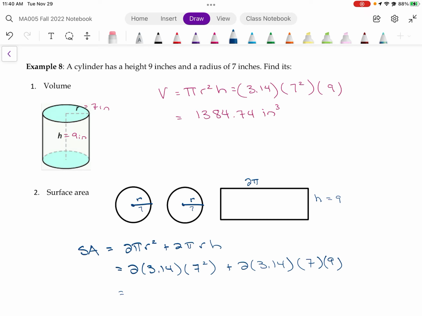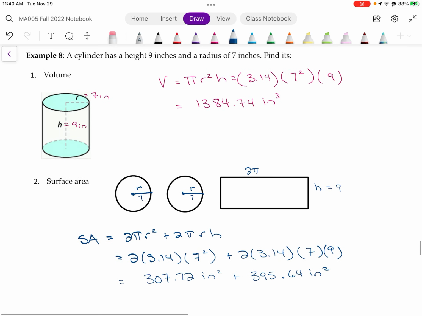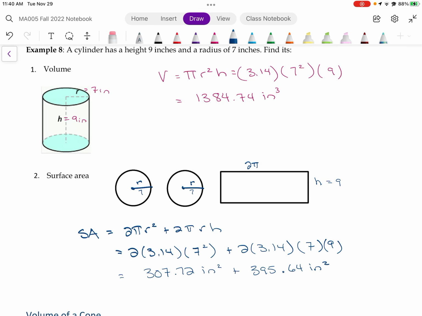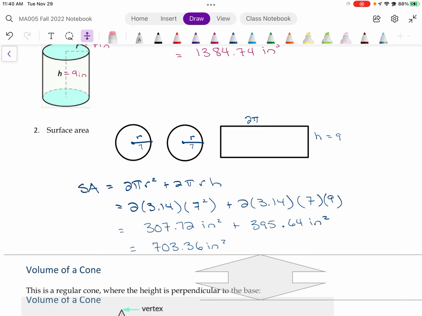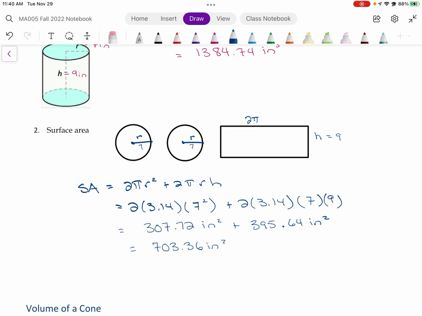All right, so you should get 307.72, and these are in inches, since it's a surface area, so it's inches squared, plus 395.64. And again, if you're using the pi button, you're going to get a little different answer than me. And that is going to equal 703.36 inches squared. All right. Make sure I've got all my numbers right since this is going on record.